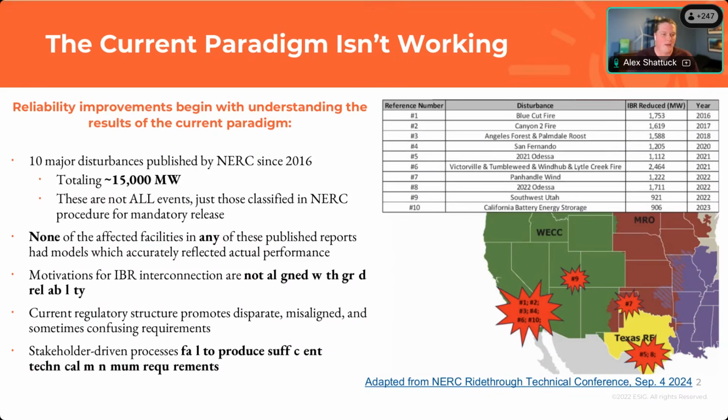Why or what's driving some of this? I think Nick mentioned this or touched on it a little bit yesterday, but the motivations of IBR interconnection aren't aligned with grid reliability. And it looks like the eyes got vanished. It's very weird. But they're not aligned with grid reliability. Nick mentioned it yesterday, but I'll briefly rehash it today.